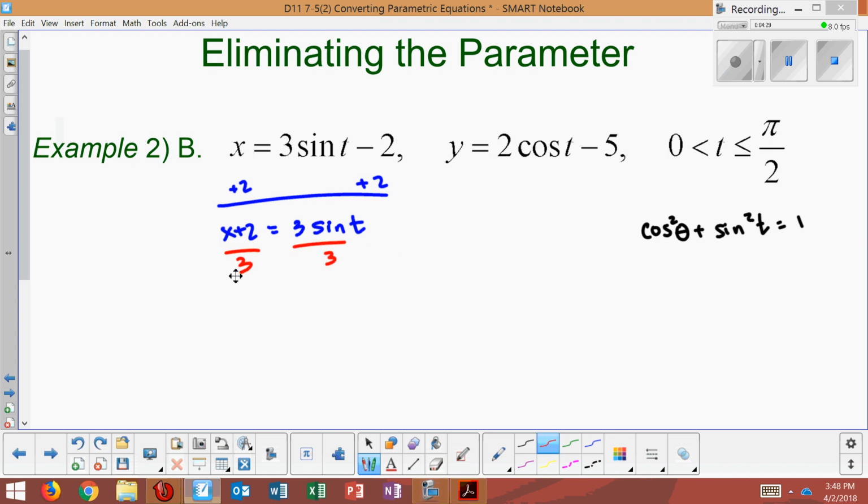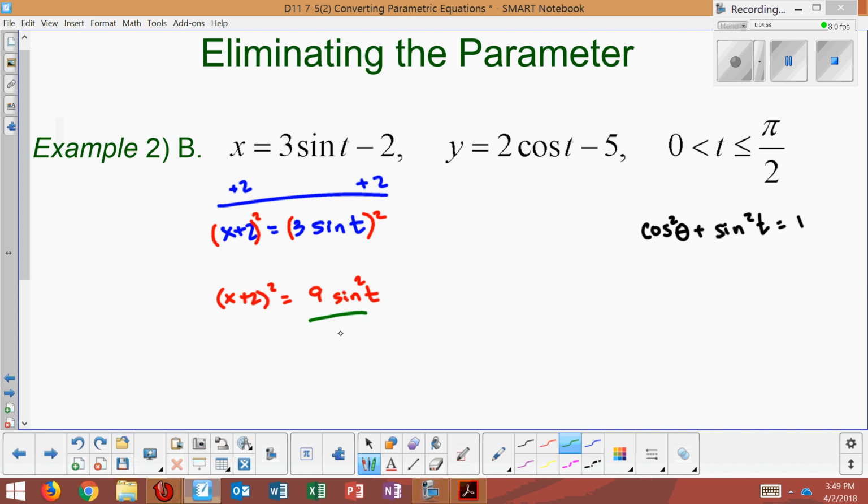Like this, or you could square it. Either way is fine. Let's say you wanted to square it. You could do this as well. So when I square it, I would then have, I'm just going to leave this as x plus 2 quantity squared, rather than working out that perfect square, equals 9 sine squared t. And finally, the last step is you would then divide this by 9. Oops, I forgot the squared there. That needs to be a squared.